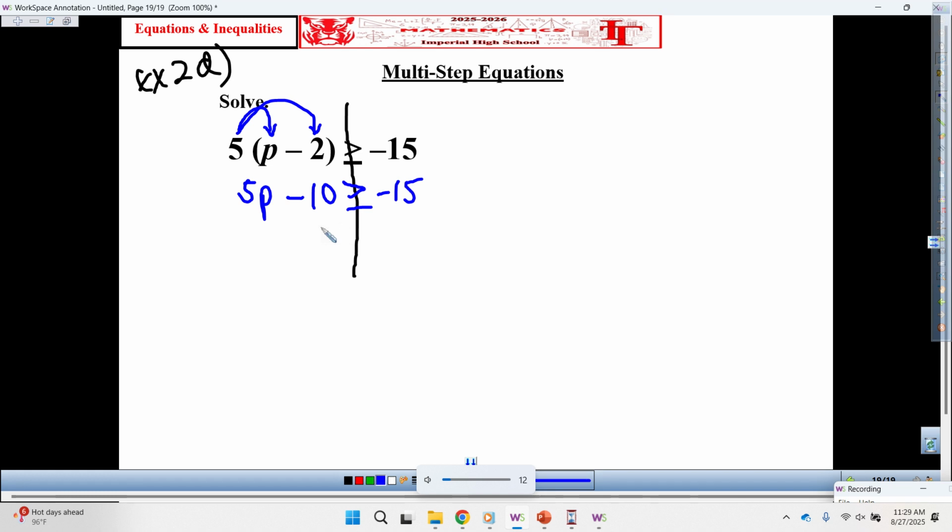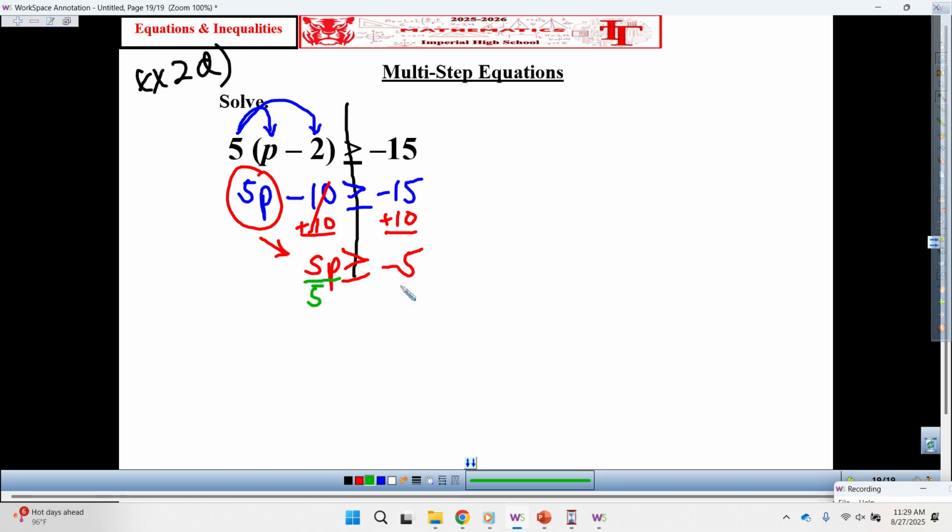Now this looks familiar, yes? So let's leave p by itself. So what is the inverse of a negative 10? We add 10, add 10. Bring down the 5p, greater than or equal to, negative 15 plus 10 is negative 5. Last but not least, we still need to leave the p by itself. 5 is multiplying. What is the opposite? We divide by 5, both sides. P is greater than or equal to negative 1.